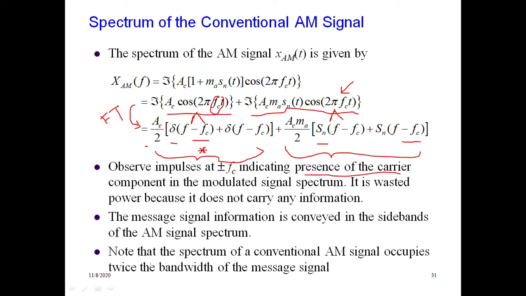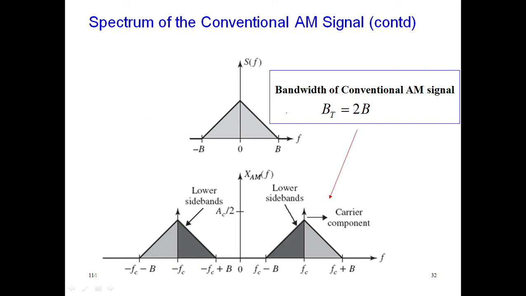Note that also the spectrum of conventional AM occupies twice the bandwidth of the message signal, because as we know, if you use directly the multiplication of cos with the signal, it will be double the bandwidth. All right, so this is the spectrum of the conventional AM.